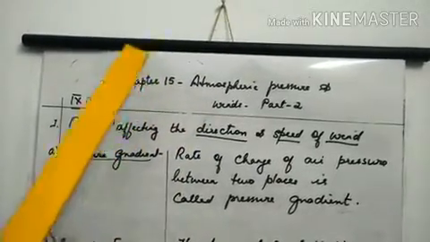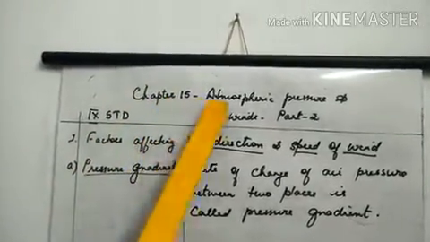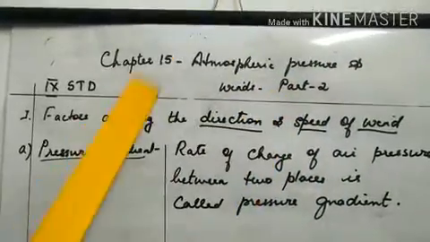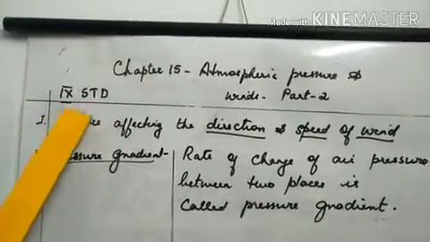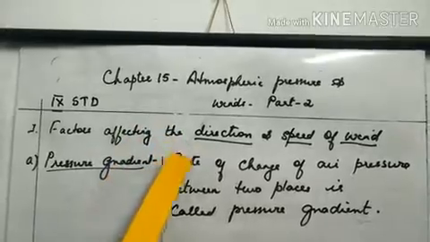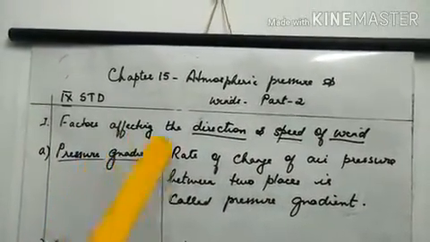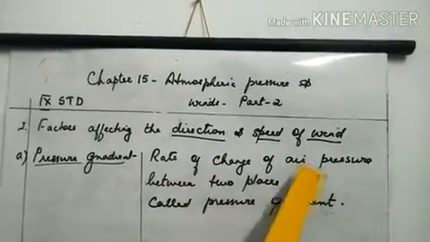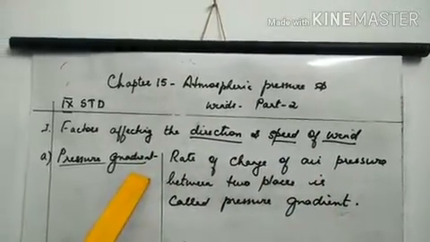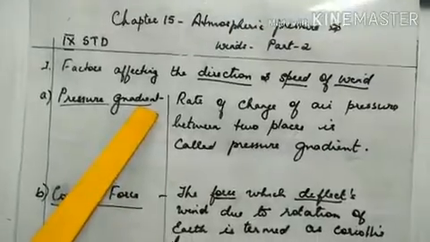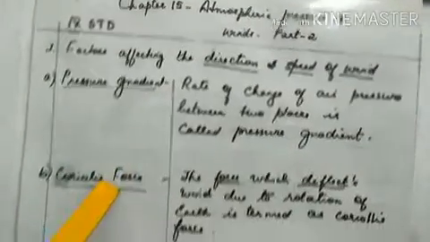Good morning, children. Let us continue with chapter 15, Atmospheric Pressure and Winds, part 2. In the previous class, we studied the factors affecting atmospheric pressure and winds. Today, we are going to study the factors affecting the direction and speed of winds. There are two factors which affect the direction and speed of wind. One is pressure gradient and the next one is Coriolis force.